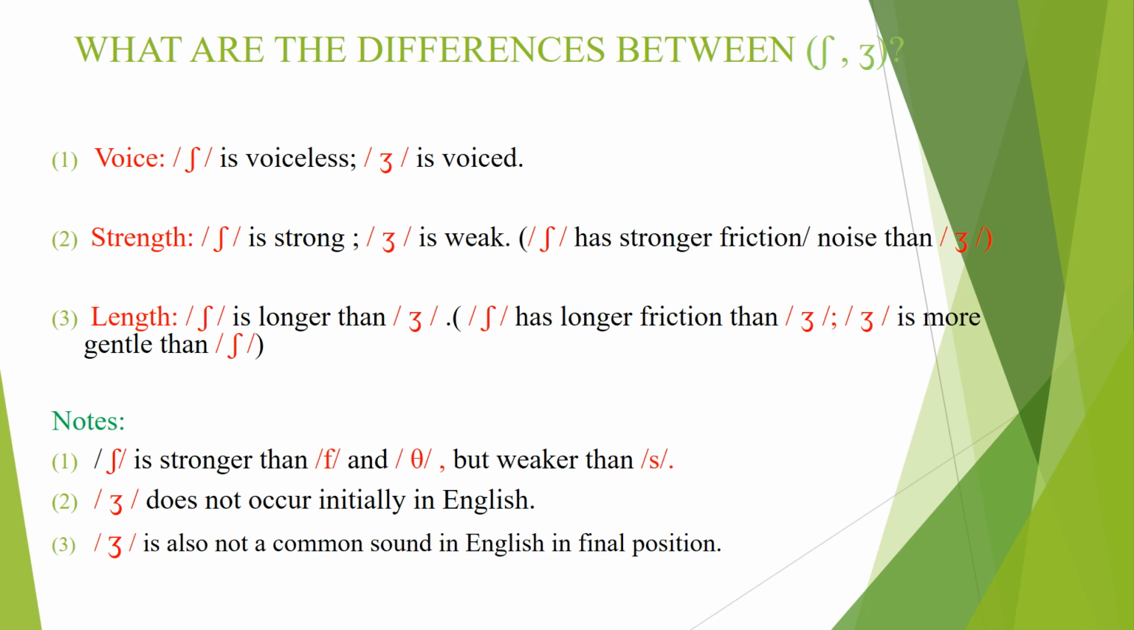Notice that sh is stronger than f and th, but weaker than s, because remember we said that s has the strongest friction. J does not occur initially in English. J is also not a common sound in English in final positions.